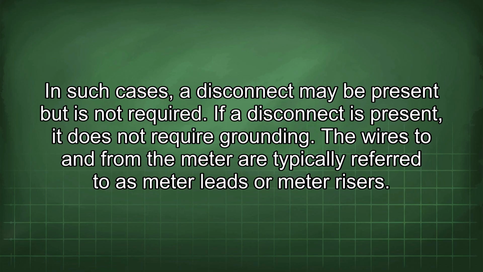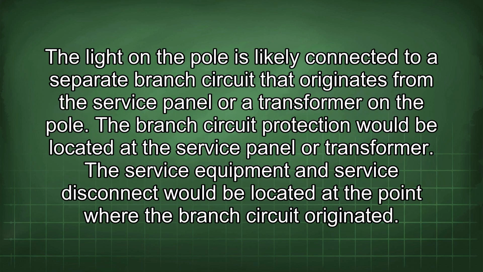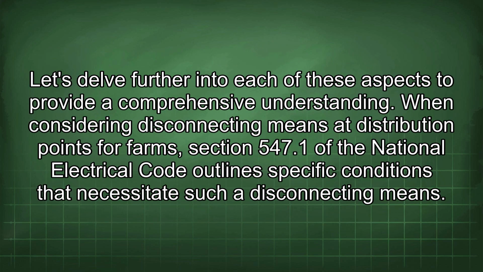If a disconnect is present, it does not require grounding. The wires to and from the meter are typically referred to as meter leads or meter risers. The light on the pole is likely connected to a separate branch circuit that originates from the service panel or a transformer on the pole. The branch circuit protection would be located at the service panel or transformer. The service equipment and service disconnect would be located at the point where the branch circuit originated. Let's delve further into each of these aspects to provide a comprehensive understanding.